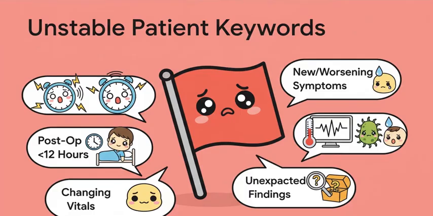Okay, I want you to think of these keywords as giant, flashing red flags. These are the sirens going off in the question stem. When you see words on your NCLEX like sudden, new, worsening, or changing, your brain needs to immediately scream unstable. And here's a hard and fast rule. Any patient less than 12 hours post-op, always unstable. A newly admitted patient, unstable, because you have no baseline for them yet. These are the folks who need your eyes on them right now.